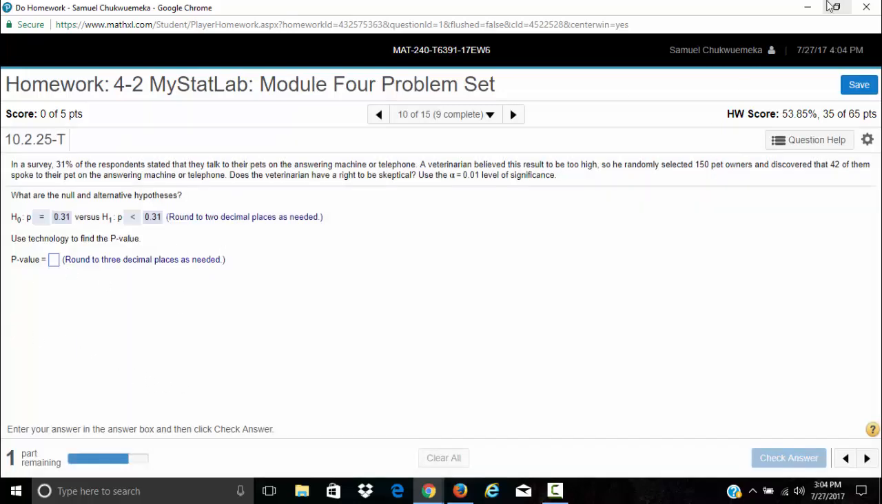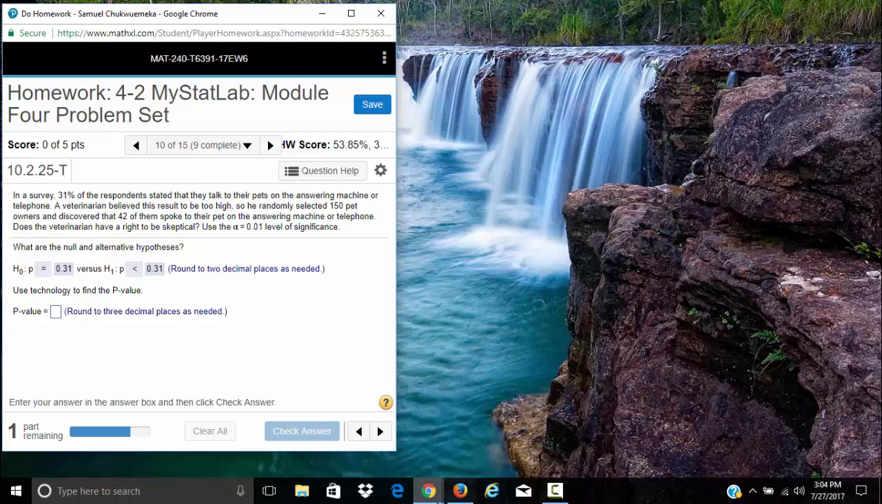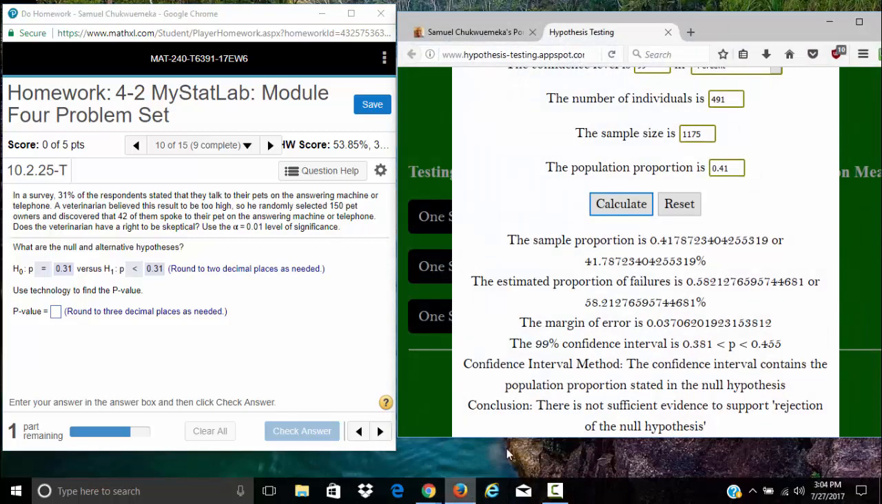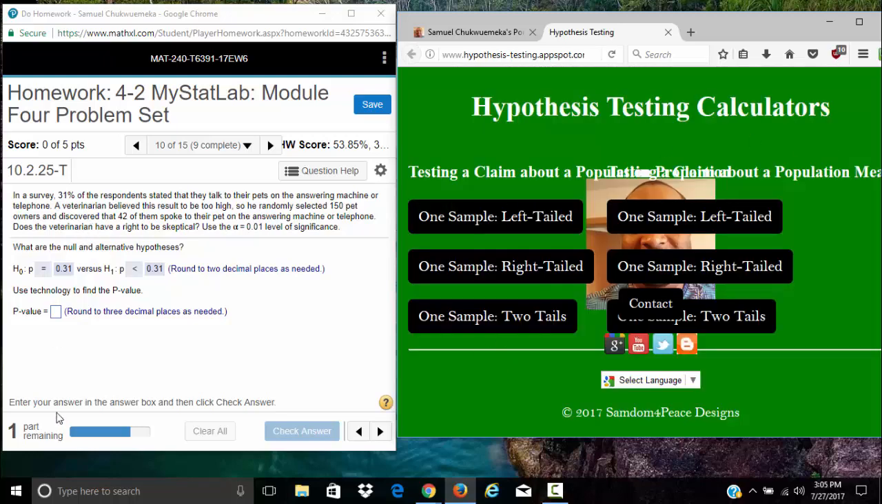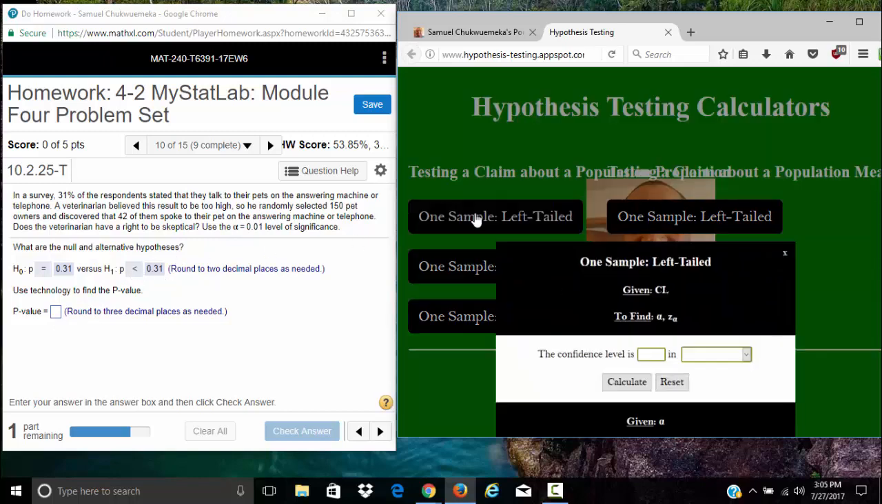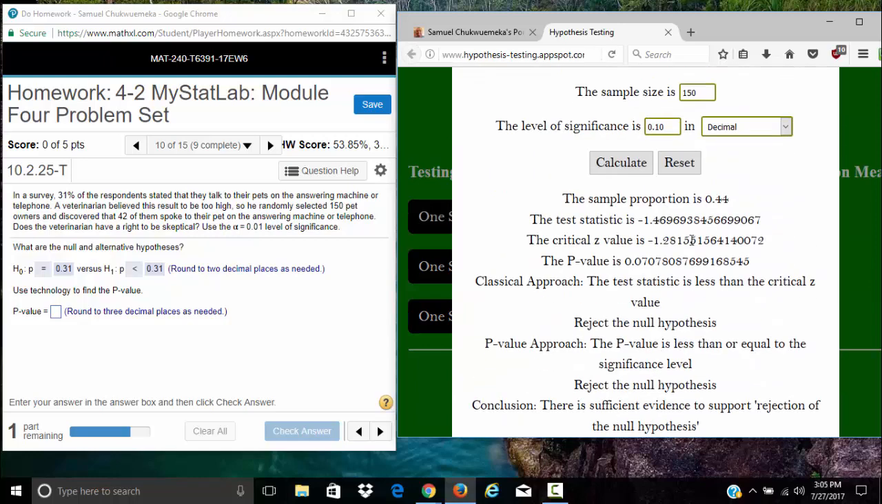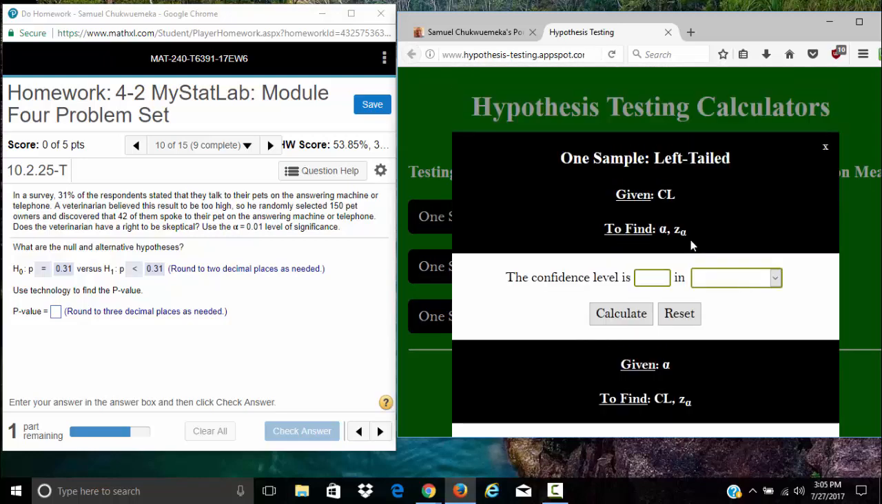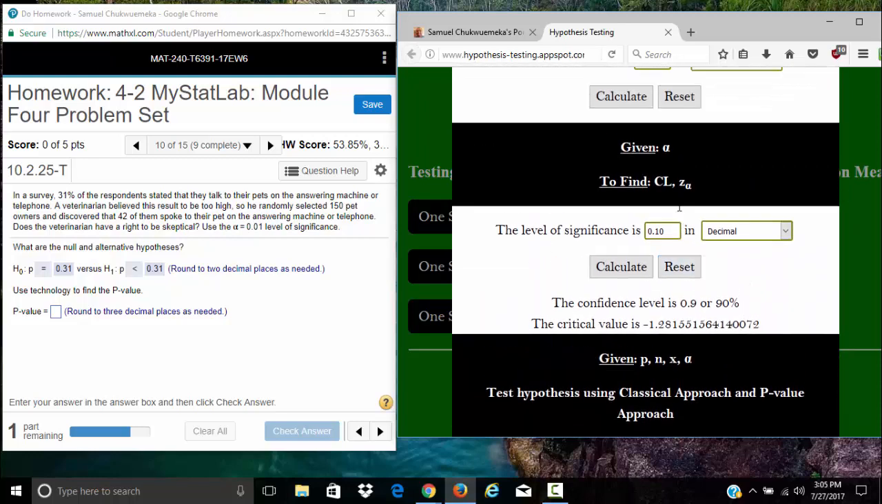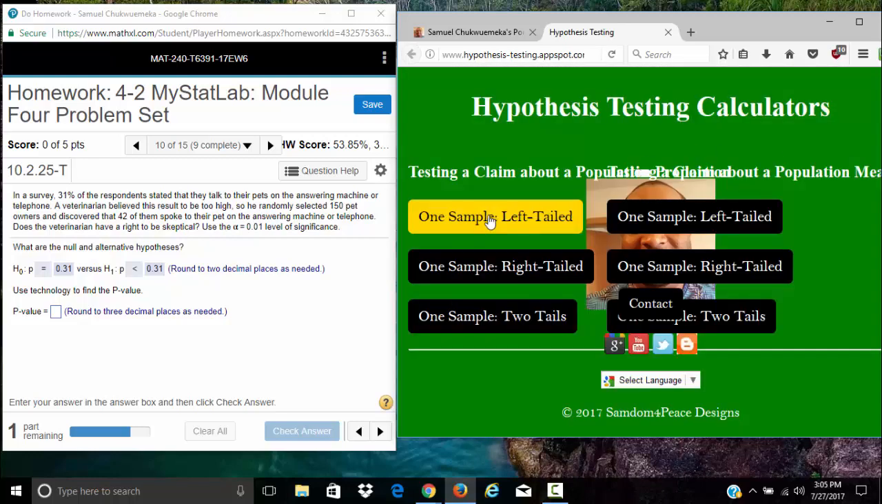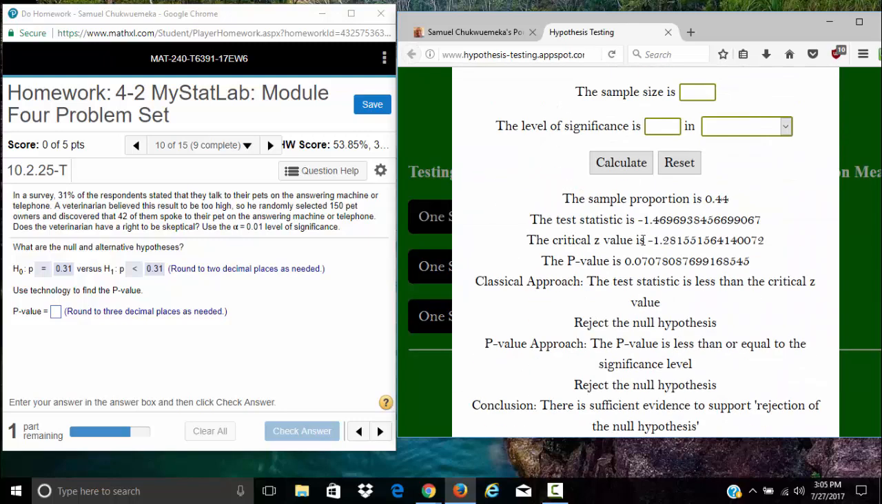Use technology to find the p-value. All right. So I like using my calculator because it tells you everything. That's why I like using it. So I'm going to come here. This is left-tailed. One sample left-tailed. And just scroll down. Reset this. Just go ahead and reset it. I want one sample left-tailed.